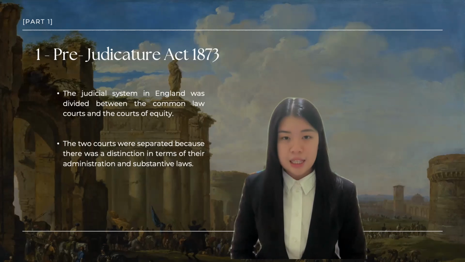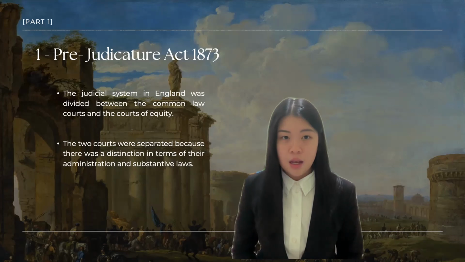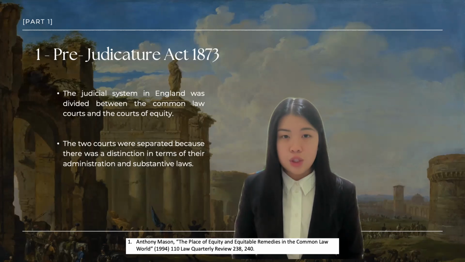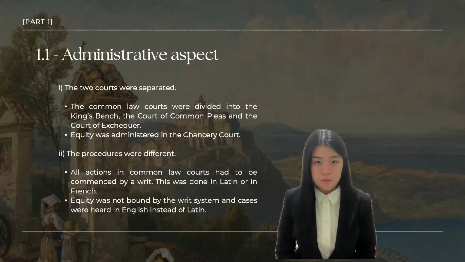The Judicature Act 1873 was passed as a result of long-standing conflict between common law and equity. It is essential to understand the situations before the Act was passed in order to appreciate the effect of the Judicature Act by comparing the changes it has made pre and post its enactment. Prior to the 1870s, the judicial system in England was divided between the common law courts and the courts of equity. The two courts were separated because there was a distinction in terms of the administration and the substantive laws.